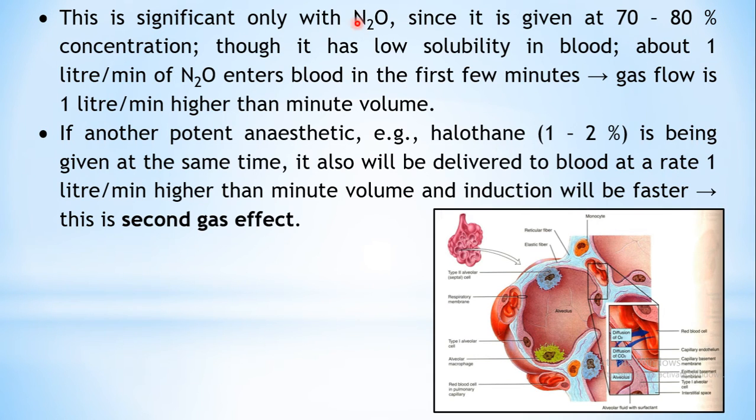But when halothane is added with nitrous oxide, which is given in a very high amount, at that time halothane will be carried along with the nitrous oxide, and it will also start entering your blood circulation at the same rate. This phenomenon is known as the second gas effect, and this is shown only by nitrous oxide. No other gas or vapor is administered in such a high concentration or such a high amount. That's why this phenomenon is shown only by nitrous oxide. So this is to do with the second gas effect. One gas is carrying another gas along with it, so it's known as the second gas effect.